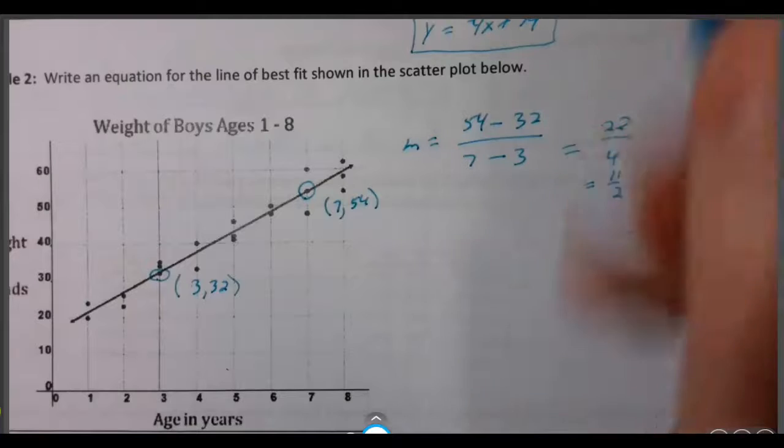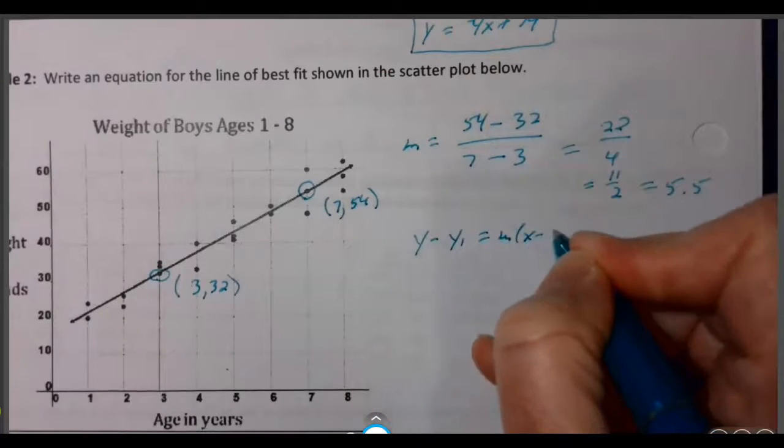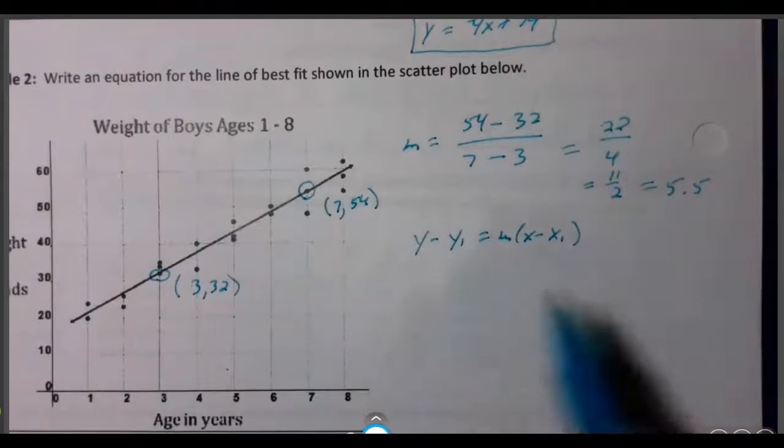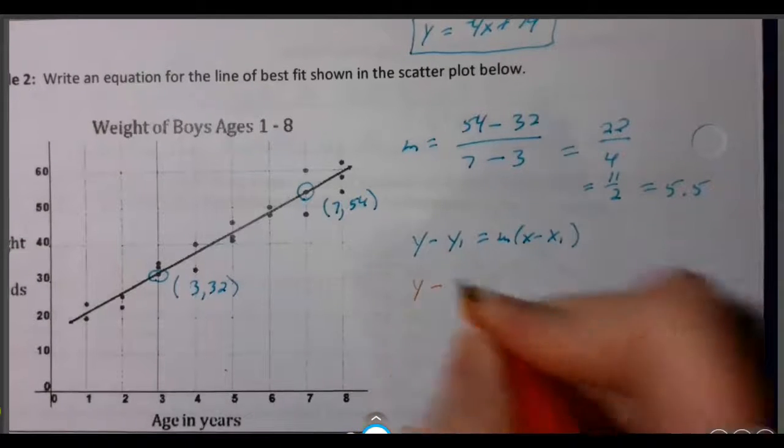Now what I want you to do is plug it into point slope form. y minus y sub 1 is equal to slope times x minus x sub 1. I want you to plug it in there, and then I want you to get it in slope intercept. Pause, go and do that. Go.